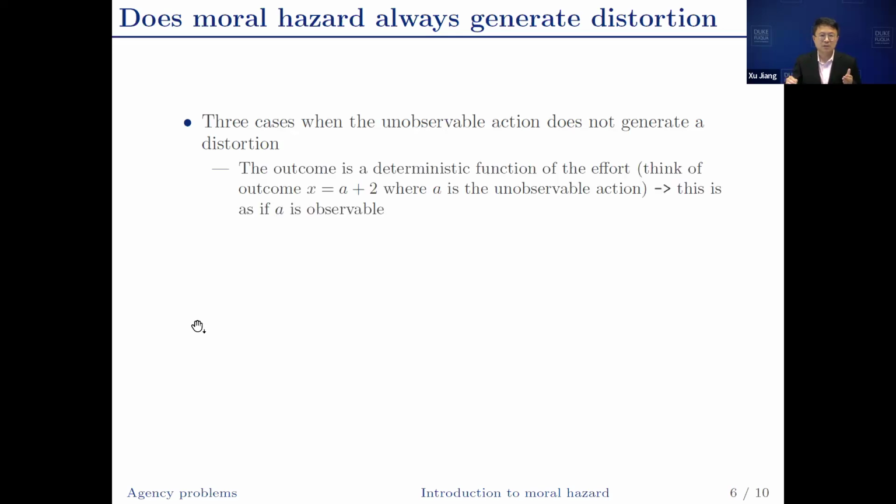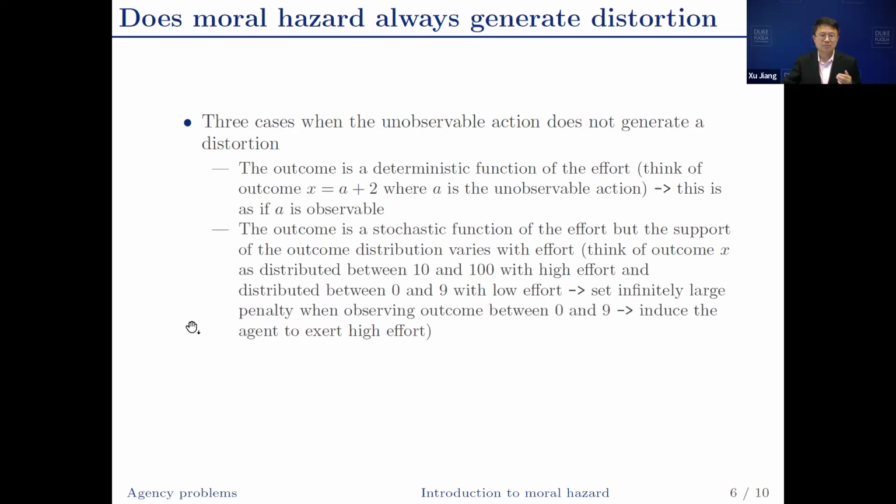The first case is when the outcome is a deterministic function of the effort. So for example, if A is effort, the outcome, let's say, is A plus 2. In this case, observing X is equivalent to observing A, because you just subtract 2 from X, you get A. In this case, you can observe action. There is no moral hazard issue.